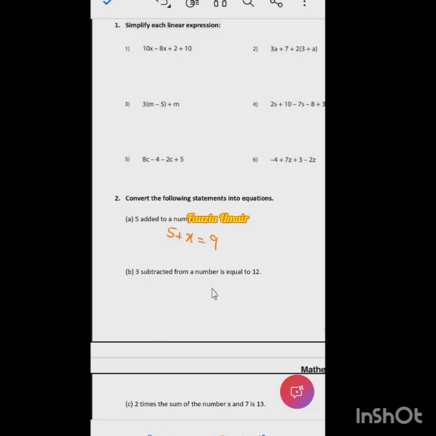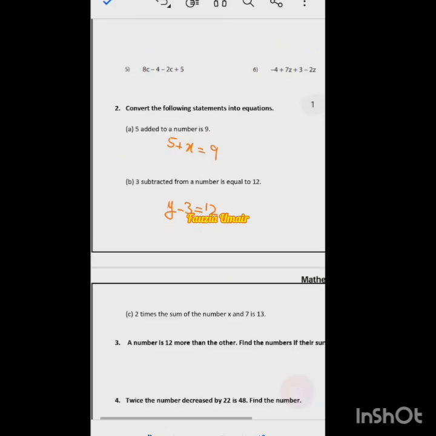So then the second one. 3 subtracted from a number is equal to 12. 3 subtracted from a number, y. Order का ख्याल रखना. y minus 3 is equal to 12. Very good. So now the next one.